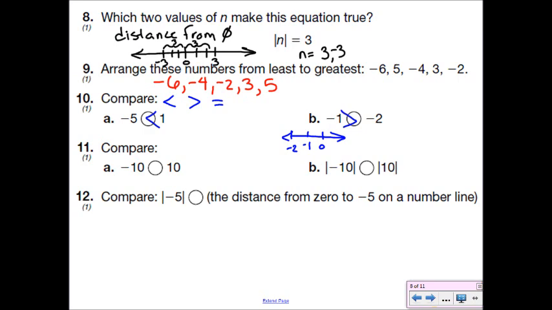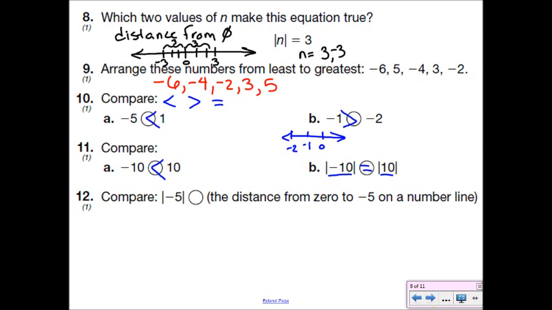Negative 10 and 10, negative numbers versus positive numbers, the negative one will always be smaller. And then the absolute value of 10 and the absolute value of 3, just like in number 8. If the number in here is the same distance away from 0, then it's going to be equal. And negative 10 is 10 places to the left of 0, and 10 is 10 places to the right. So the distance is the same. So those two are equal.